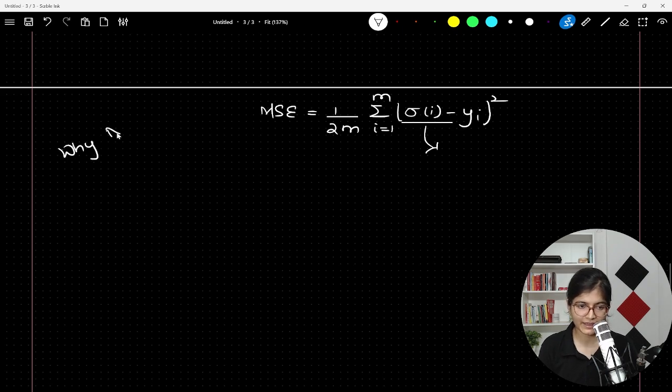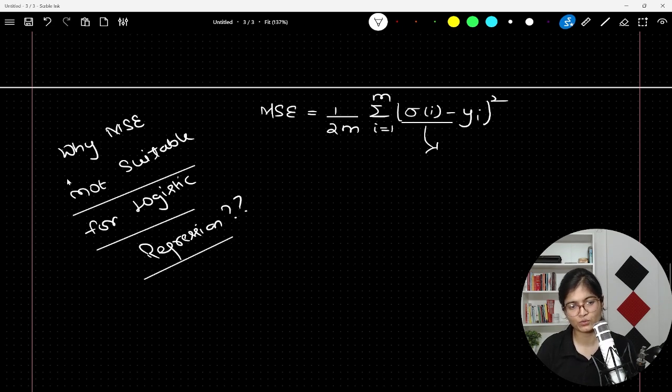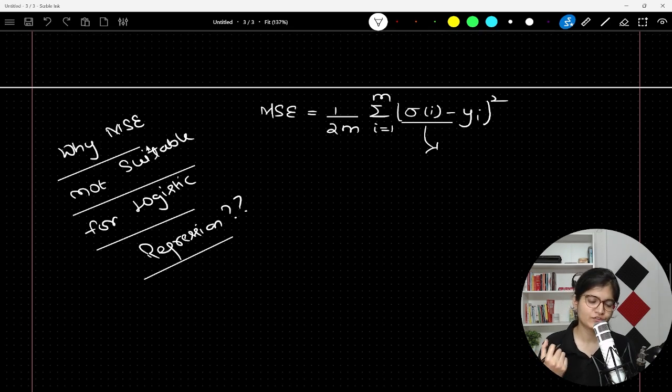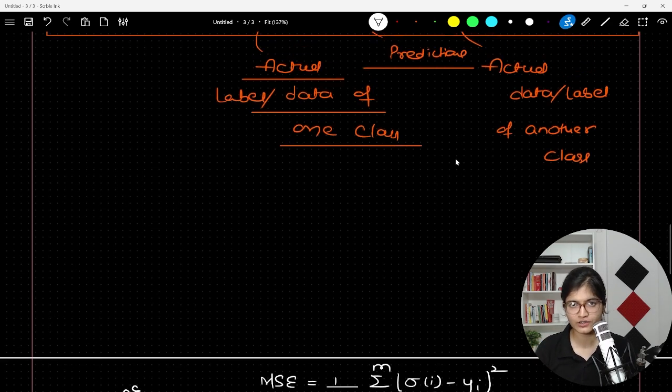So MSE is not suitable, or you can say working, I would say suitable, for the logistic regression algorithm. That is the reason which I am trying to give you in terms of mathematical intuition, because this is also very important to understand. Many people usually cram it: in linear regression we have MSE for the cost function, and for logistic regression we will always go for the next important thing, which is the log loss cost function.